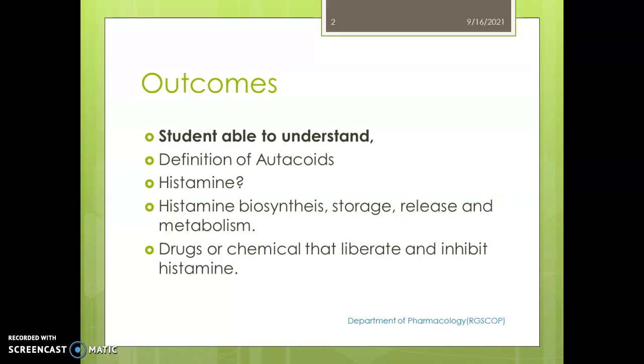The outcome of today's lecture: at the end of the lecture, students will be able to understand the definition of autocoids, what we mean by histamine, its biosynthesis, storage, release and metabolism, and the drugs or chemicals that liberate and inhibit histamine. So these are the outcomes of today's lecture.